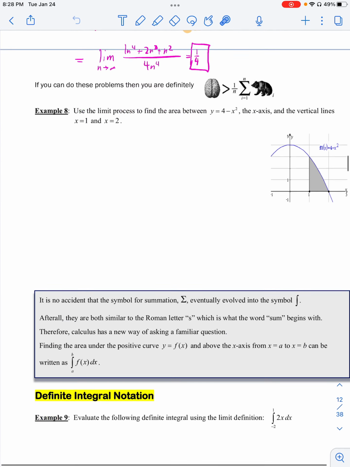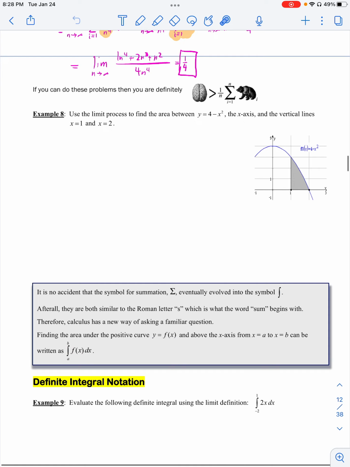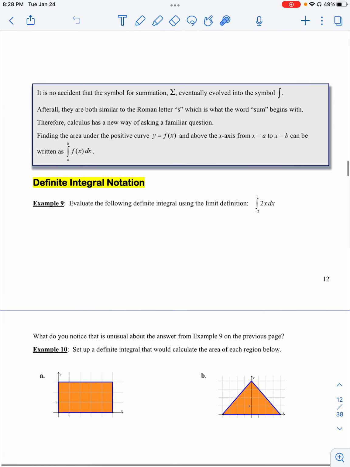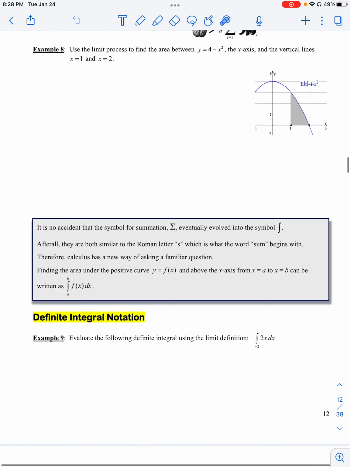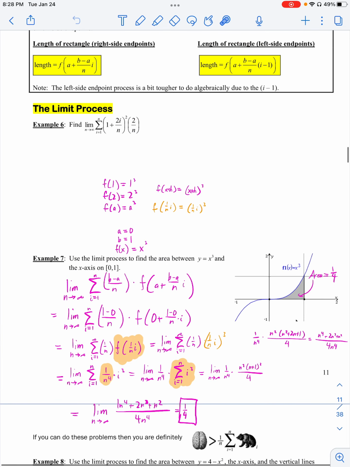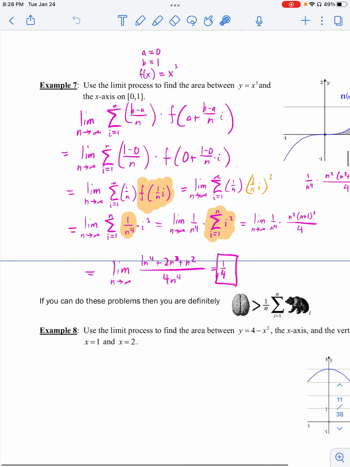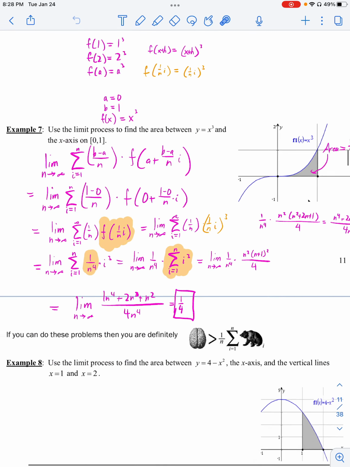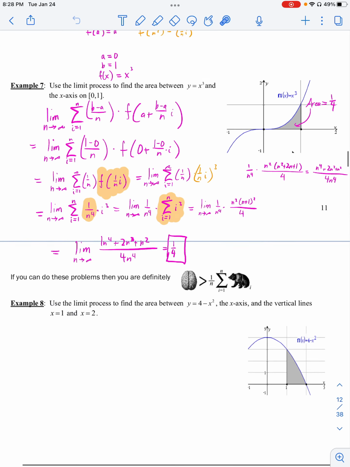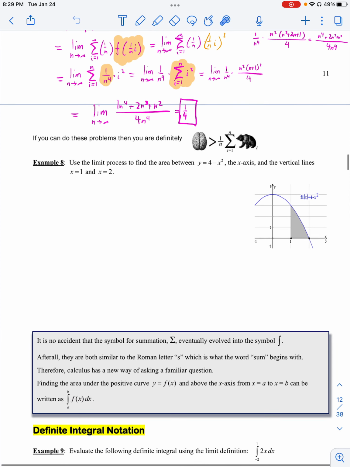So that was the big takeaway I wanted to get out of this. Okay, example 7. We do example 6 kind of like we did 7, except you don't really have to set it up. You just do the evaluating the limit at the end. Let's do example 8.